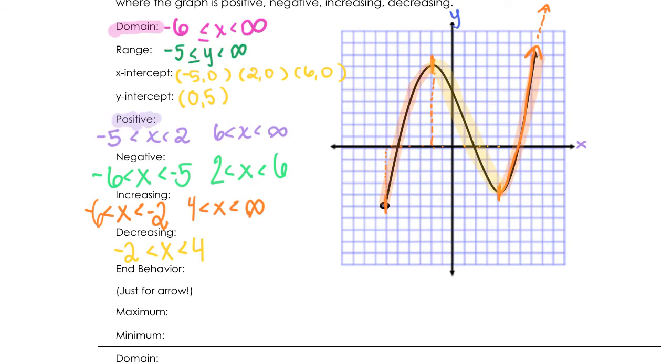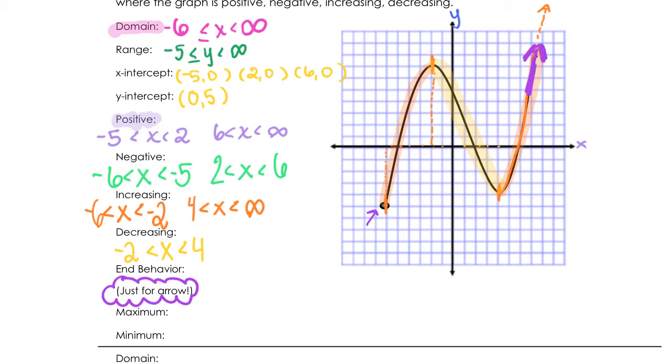The next key feature we're going to fill in is the end behavior. Remember, with end behavior, you only talk about it for where the graph has an arrow on the end. So for example, this left side of the graph, see how it has a point there? We don't talk about the end behavior of that. It's not approaching infinity or negative infinity. On the right side of the graph, we will talk about this portion.